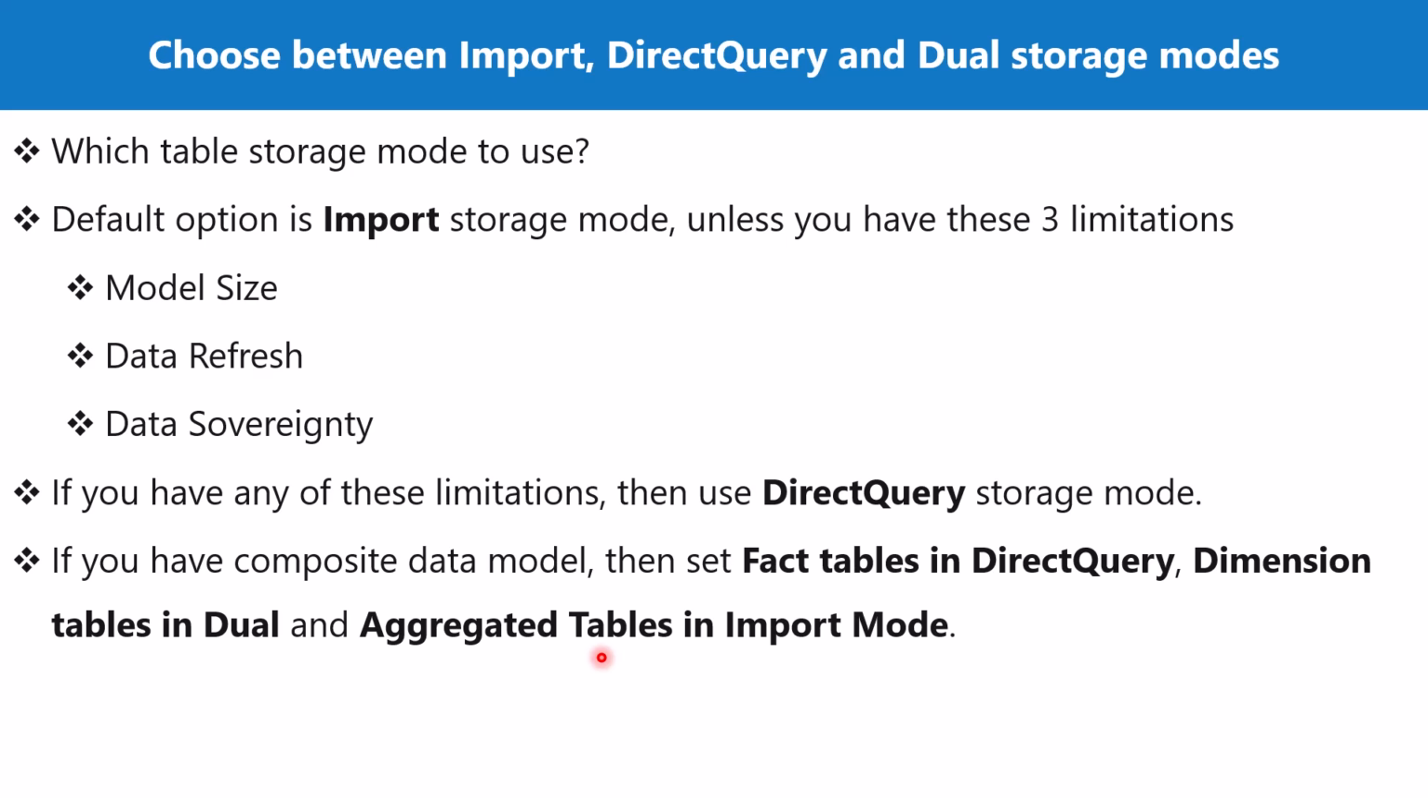We are not going to talk more about aggregated tables here, but just remember that if you have an aggregated table which aggregates against any category in your data using mathematical or statistical functions, then set the aggregated tables to import mode. So this is the guidance, the formula, or the criteria that you should use in selecting between import, DirectQuery, and dual storage modes.